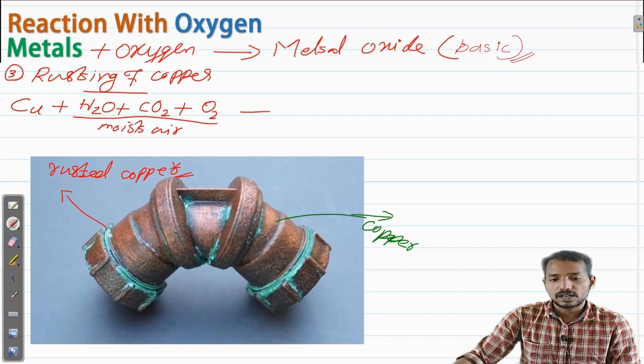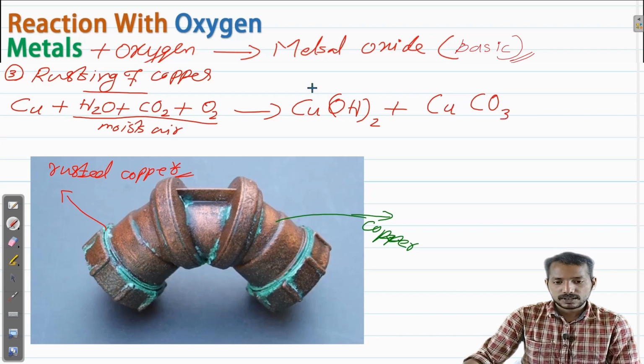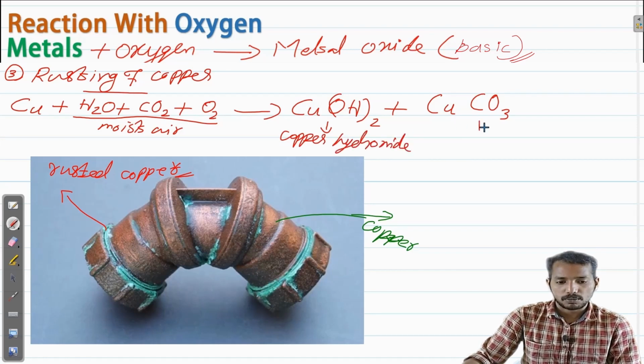And it will give copper hydroxide, Cu(OH)2, copper hydroxide, and copper carbonate. This is copper hydroxide, and this is copper carbonate.